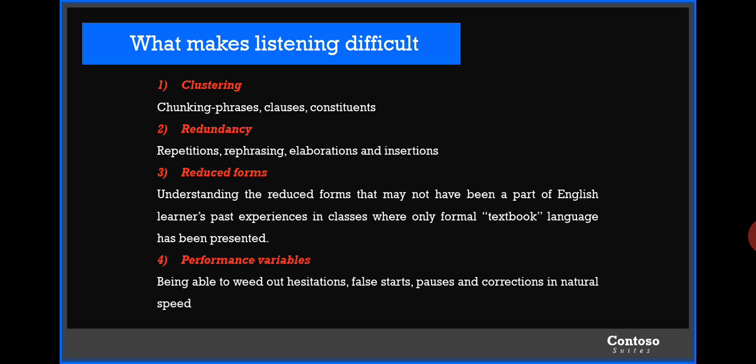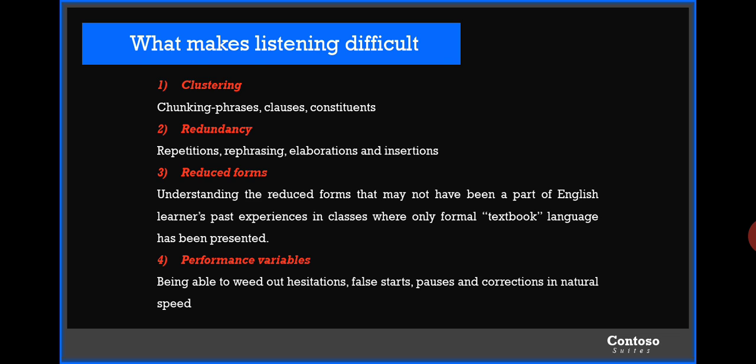What makes listening difficult? First is clustering. So clustering is chunking phrases, clauses, and constituents. The next is redundancy, repetition, rephrasing, elaboration, and insertions. The next is reduced forms, which is understanding the reduced forms that may not have been a part of English learners' past experiences in classes where only formal textbook language has been present.